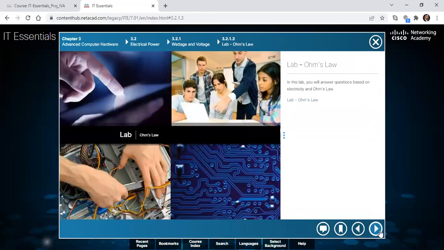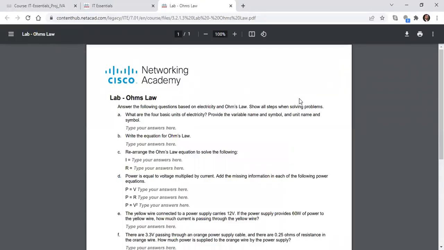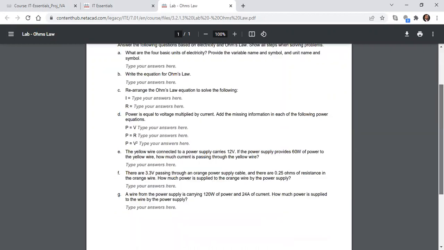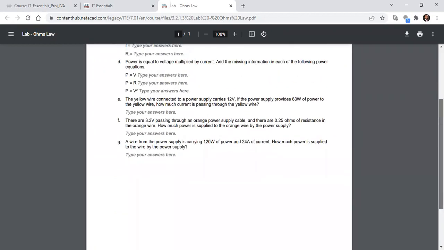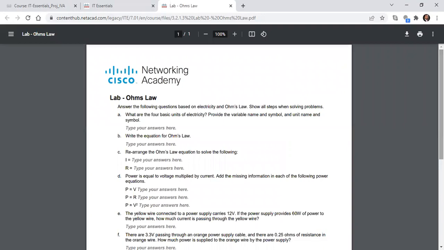So there's a lab here for us. Like I told you, IT Essentials is full of lab work. You understand? So let's look at this lab, and this one has to do with calculation. Each group needs to do this. This one doesn't require us meeting, but it's a lab that you need to do.